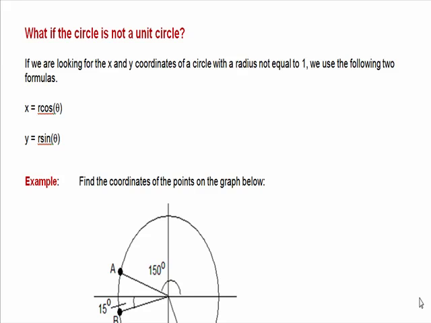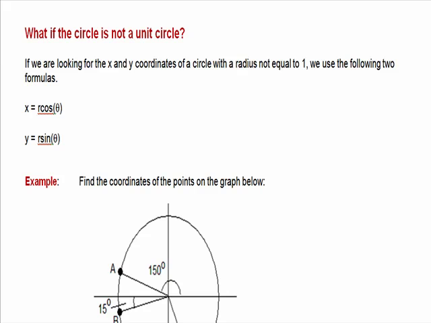So now, what happens if our circle's not a unit circle, right? We said when we had our unit circle that the x and y coordinates were the cosine and the sine. But if we're looking for the x and y coordinates of a circle with a radius not equal to 1, we actually have to use a slightly different formula.